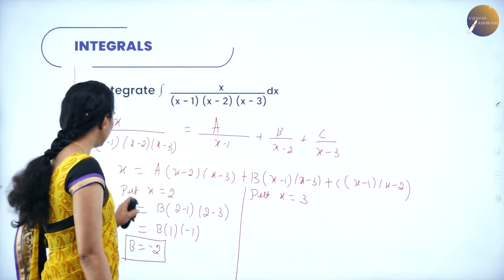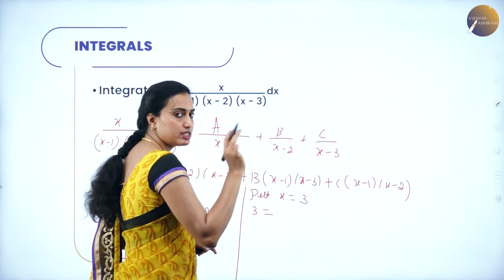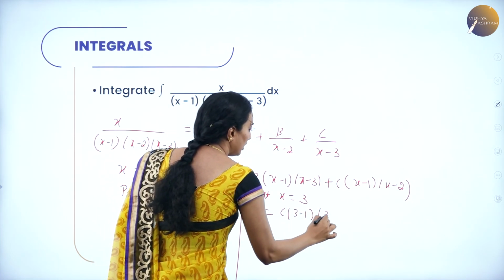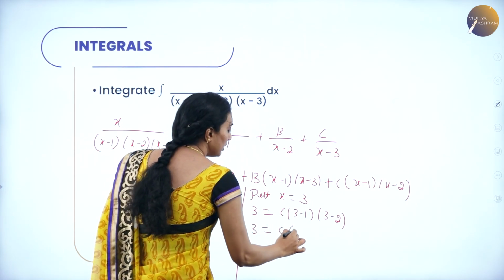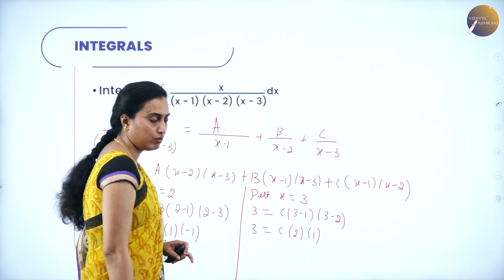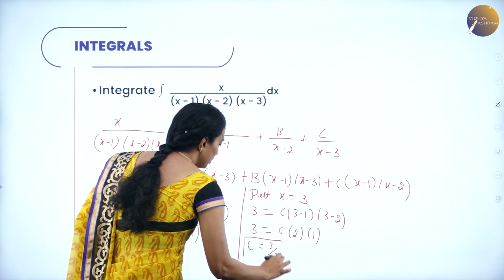So now put x equal to 3. If you put x equal to 3, left hand side 3 will be equal to, a and b will get cancelled, c only remaining: c into (3 minus 1) into (3 minus 2). So this will become 3 is equal to, 3 minus 1 is 2, 3 minus 2 is 1, 2 into c, which is c is equal to 3 divided by 2. Now positive 3 by 2.